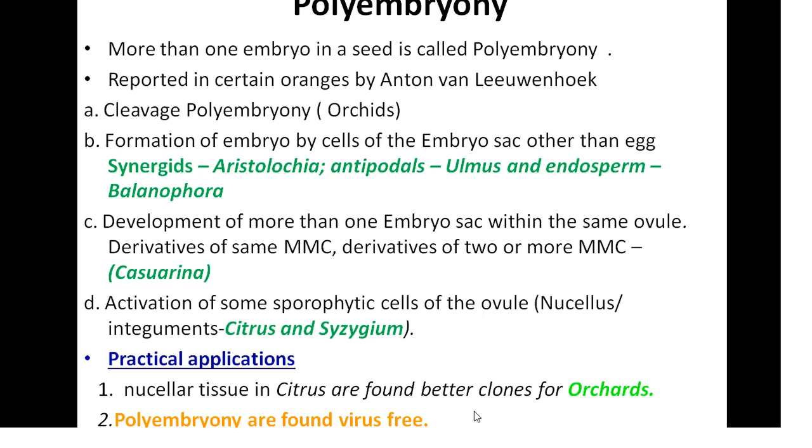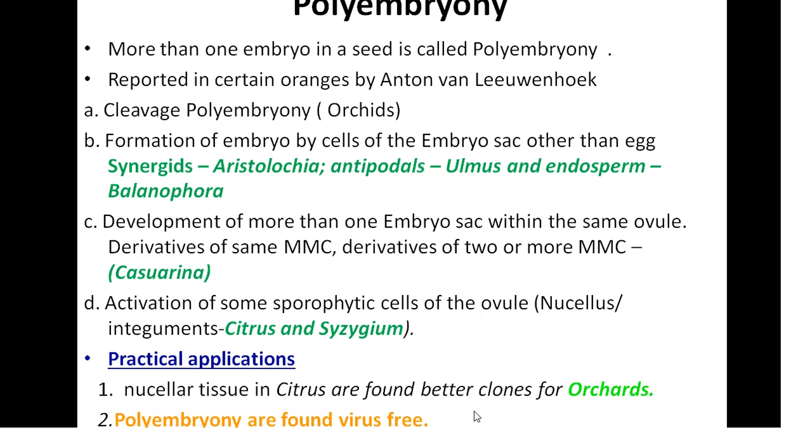Development of more than one embryo sac within the same ovule is derivatives of the same MMC. MMC means megaspore mother cell. Now we have seen the embryo by embryo sac cells. Here more than one embryo sac within the same ovule may be derivatives of a single megaspore mother cell or derivatives of two or more megaspore mother cells. Example, Casuarina.